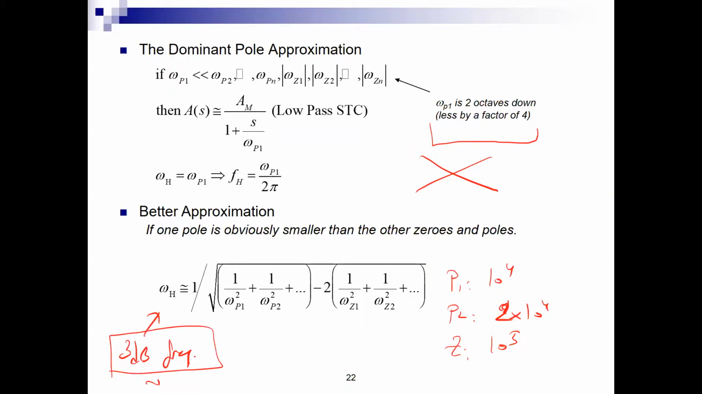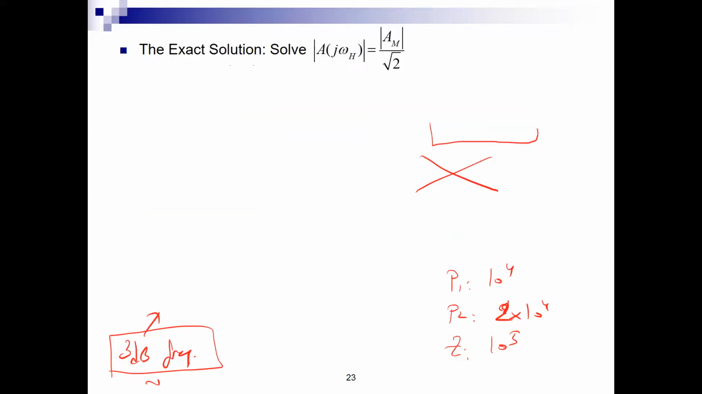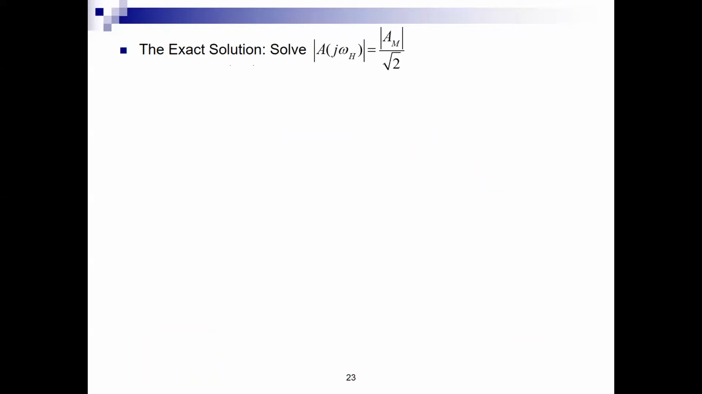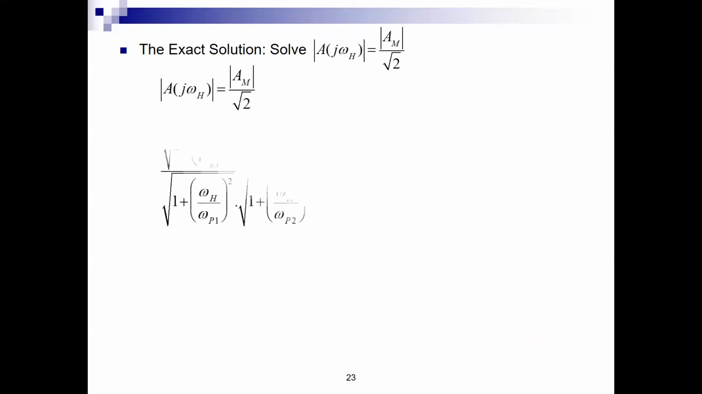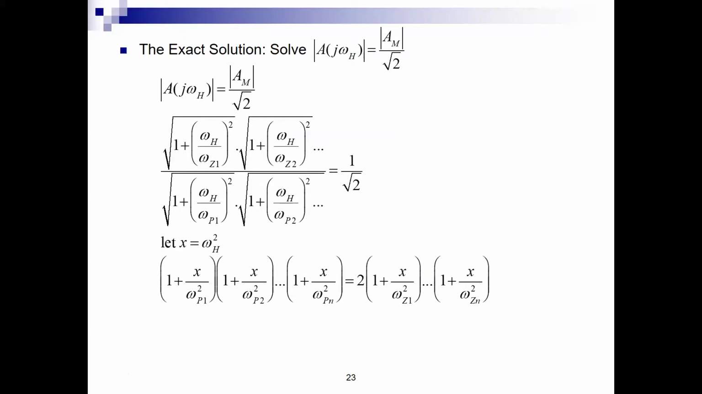Okay, so if we ask you a question, find the 3 dB frequency using the better approximation, or find the 3 dB frequency using the dominant pole, or can I use the dominant pole to find it? You will be able to decide on that. Then the exact approach gives me the exact value for the 3 dB frequency, and you can directly plug into this form.